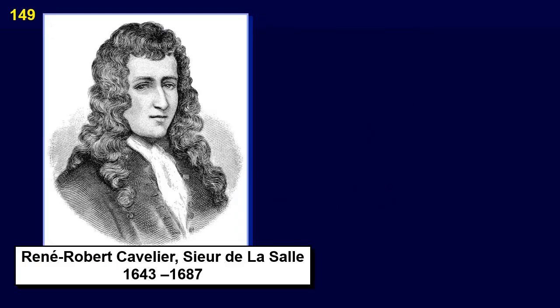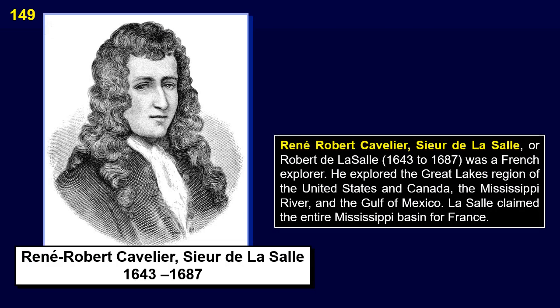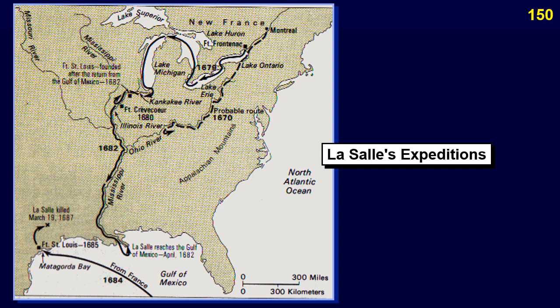René Robert Cavelier, Sieur de la Salle, or Robert de la Salle, 1643 to 1687, was a French explorer. He explored the Great Lakes region of the United States and Canada, the Mississippi River, and the Gulf of Mexico. La Salle claimed the entire Mississippi basin for France. This is a map of La Salle's expeditions.